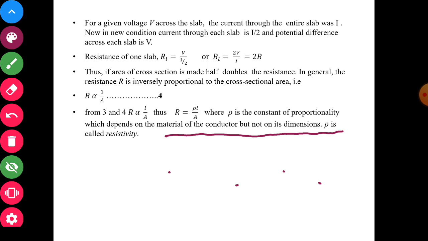Okay, and this constant which we have introduced, that is rho, is called the resistivity of the material. Okay, try to watch this 2-3 times and learn the theory.